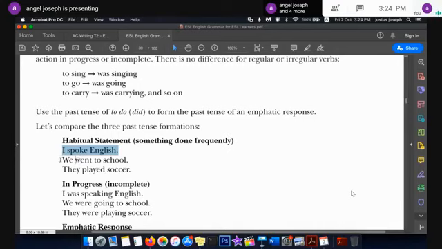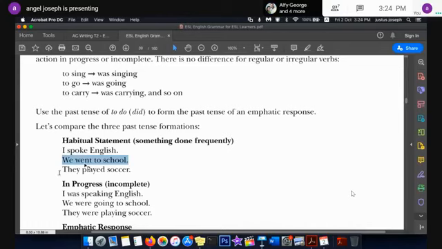Look at this sentence. We go to school became we went to school. We go to school became we went to school. Again, went is showing that this is in the past. And this is something that happens as a habit or happens frequently.